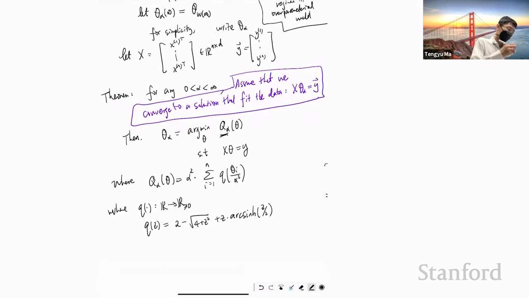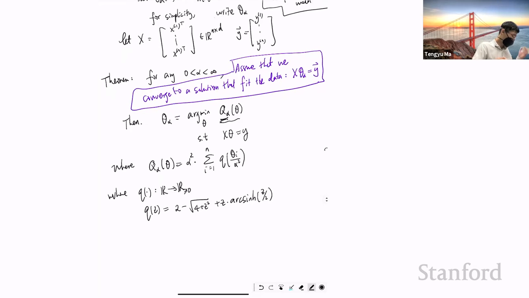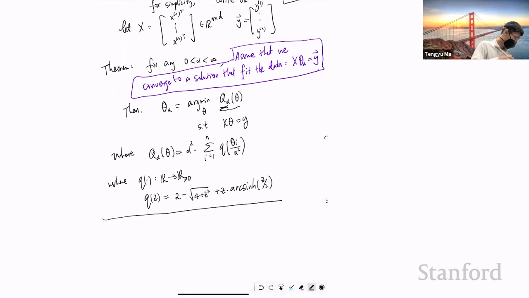So the first-order bit is that even though you didn't minimize this complexity measure in the algorithm, you only run gradient descent, somehow you find a minimum complexity solution, and the complexity is defined by something like this, right? Now let's try to interpret. This is the abstract theorem, but the important thing is that in particular, when alpha goes to infinity, so if you have a very large initialization, then this complexity measure Q alpha is something like the sum of theta_i squared, over alpha to the 4.